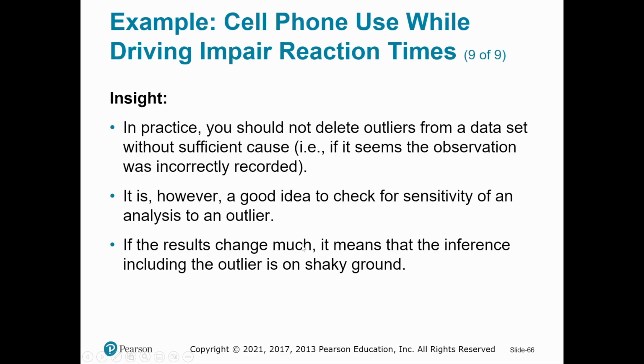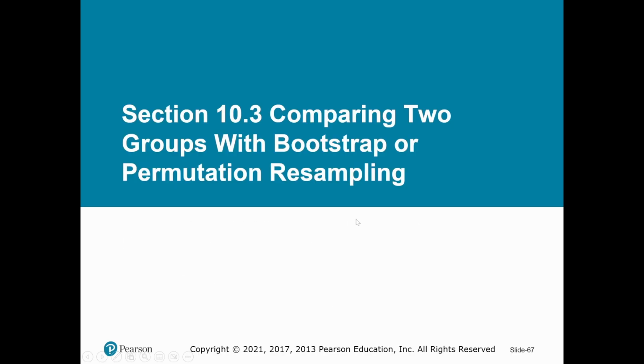If the results change much, it means that the inference, including the outlier, is on shaky ground, which means the statistician needs to have some conversations. You got to be able to have some conversations. You do. They may not like you for it, but you have to.